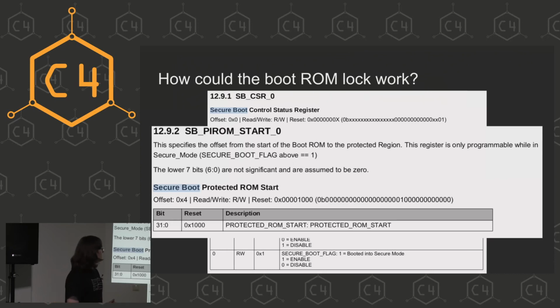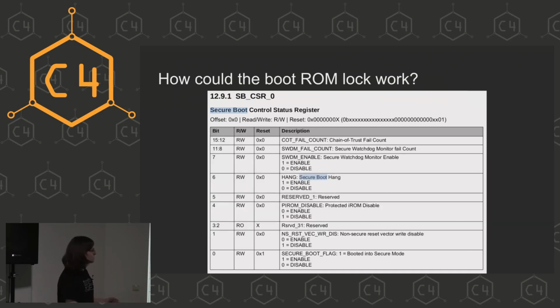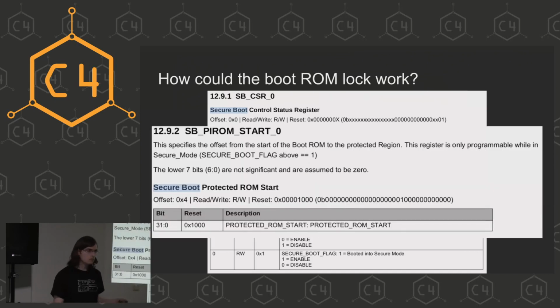And it's not only that this register is writable if that flag is set to 1, but also the other one, SBCSR0. So the idea is that you can lock the boot ROM and write protect the registers so that you can't unlock this afterwards. That's the theory. That's what we guessed.